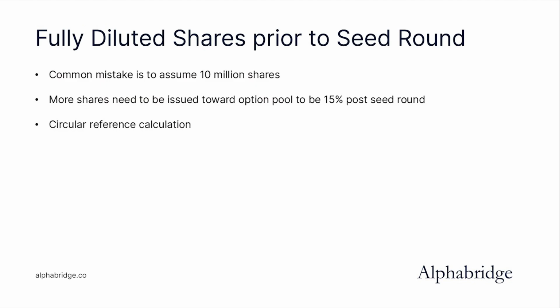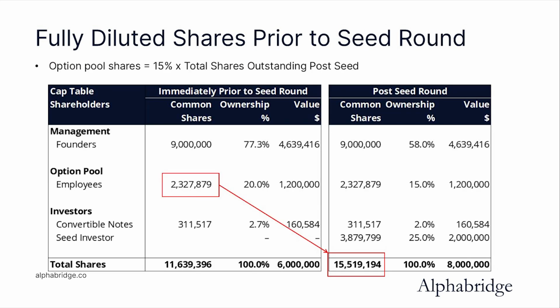Note that it would be incorrect to use 10 million as the fully diluted share count here. This is because more employee shares have to be issued for the company to end up at a 15% option pool, as required by the seed investor. To calculate the additional shares that will be issued toward the option pool, we need to multiply 15% by the total shares outstanding after the seed round is shown. Note that this is a circular reference as the total shares outstanding is in turn dependent on the convertible shares.